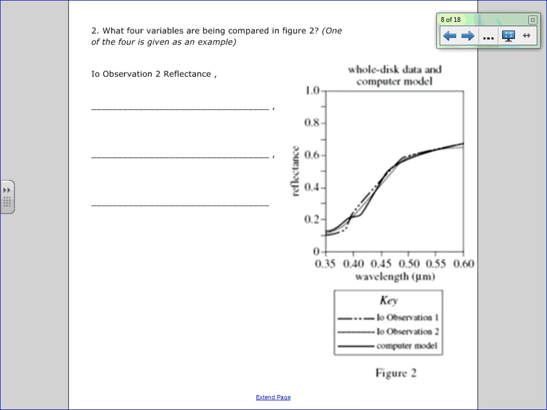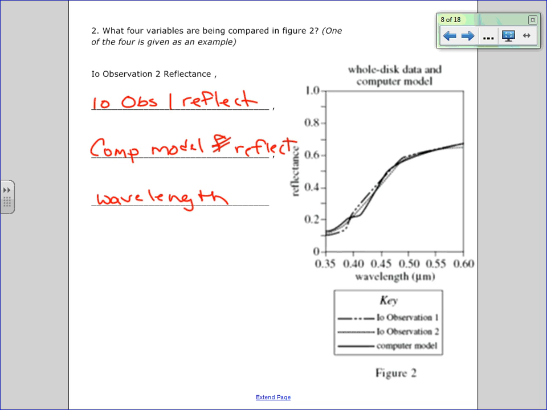All right, so we have the reflectance of IO, which is already given for us in here. We also have, you said, IO observation 1 reflectance. What else do you measure? The computer model reflectance. Last but not least, what else did they use? Nice, they changed the wavelength again. Perfect, so we can see for different wavelengths, what was the reflectance of IO observation 1, IO observation 2, and then a computer model simulation of IO.